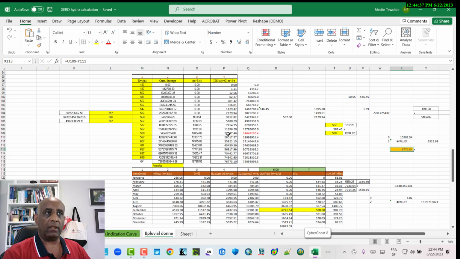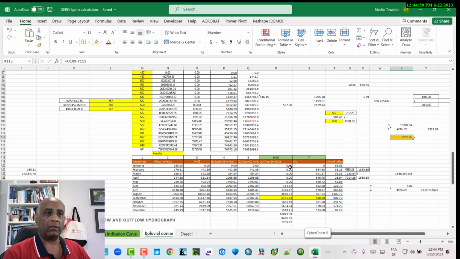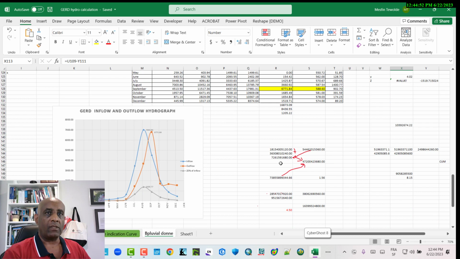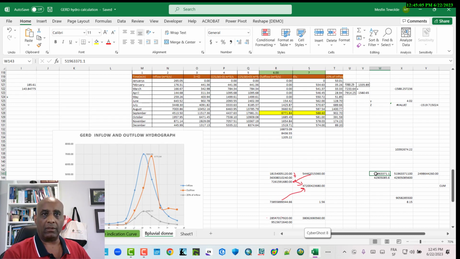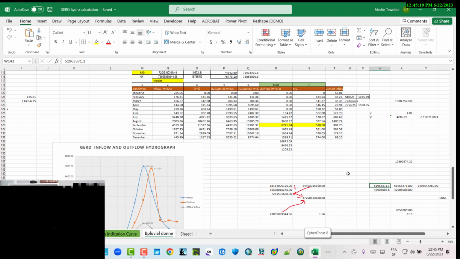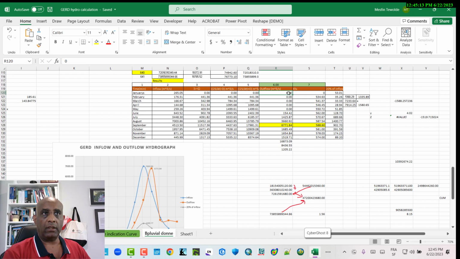Previously I did interpolate this one with this one against this one, but it should be this one against this one, I think. So that is a little bit of error. That is 54 billion cubic meters. Now it is 51 billion, according to the HEC-HMS. So probably that one is a very simple mistake. And these are 0, 0.